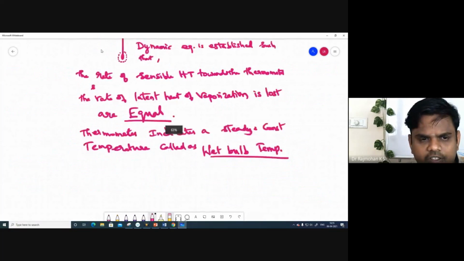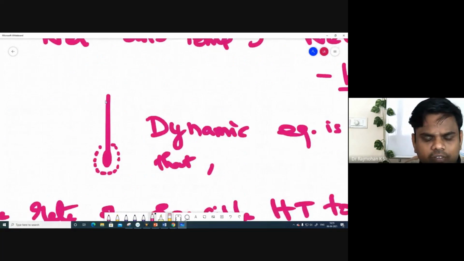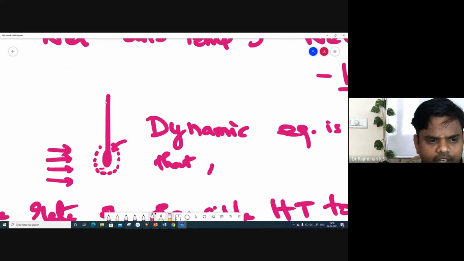So here we have a system where a thermometer is surrounded with a wick which is continuously supplied with liquid, and air is entering uniformly, so the air will have a humidity. There is sensible heat transfer from air to this liquid film, you can say a wet thread or wet cloth. Then there is heat transfer from this wet liquid to the thermometer bulb, in which the mercury level will rise. At steady state, a dynamic equilibrium stage, these two rates will be equal.